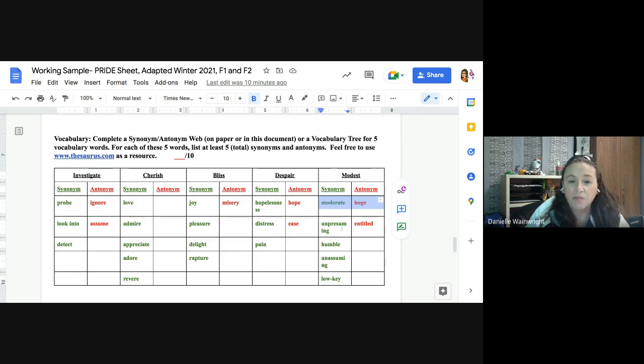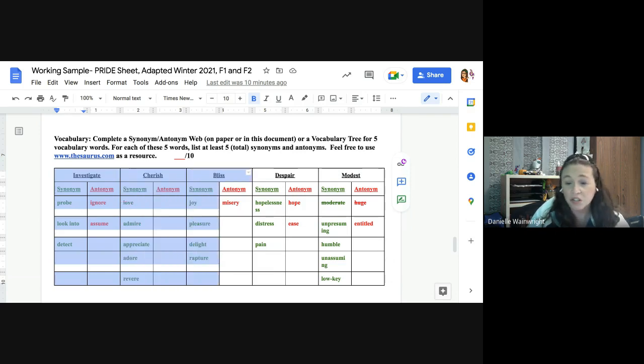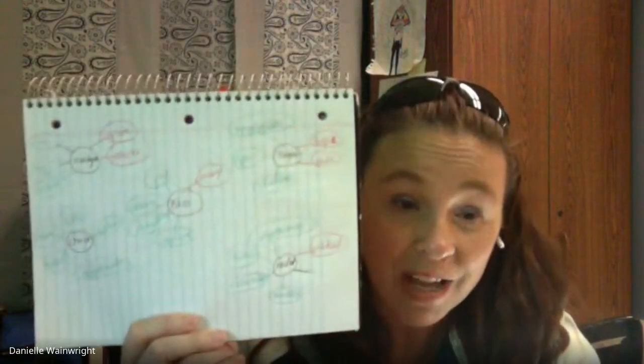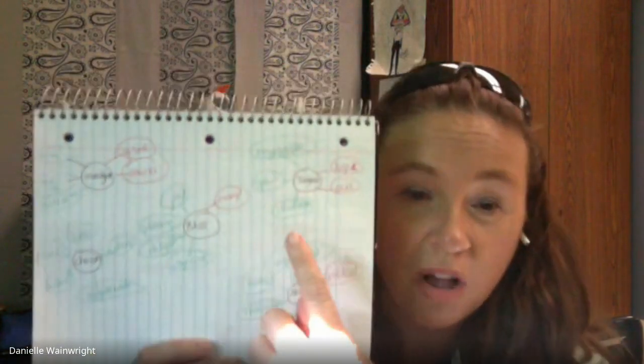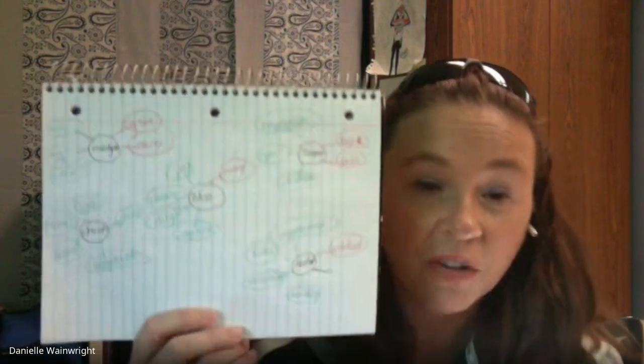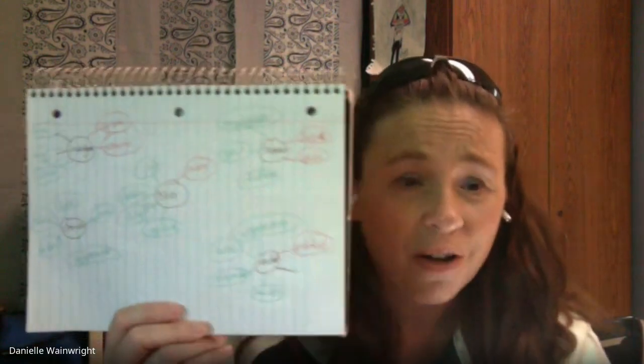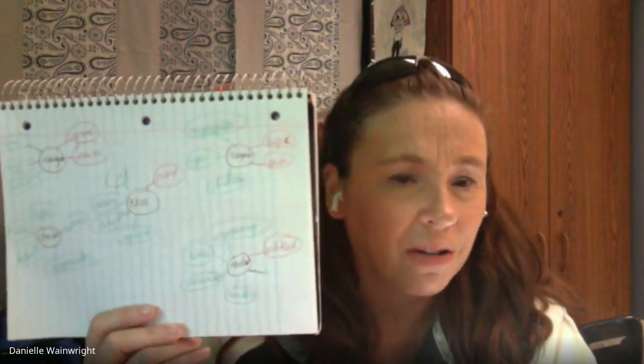Okay. Now, that's called a vocabulary tree, which I'm not totally sure why, because this does not look like a tree, but that's what they call it. So then the other way you can do this, and you can do this either on paper or in your Google Drive or Google Doc if you want, is you can draw a synonym and antonym web. And so basically you just draw 5 webs, 1 for each word, and you put your synonyms on one side and your antonyms on the other. If you can color code it, great, but you don't have to, okay?